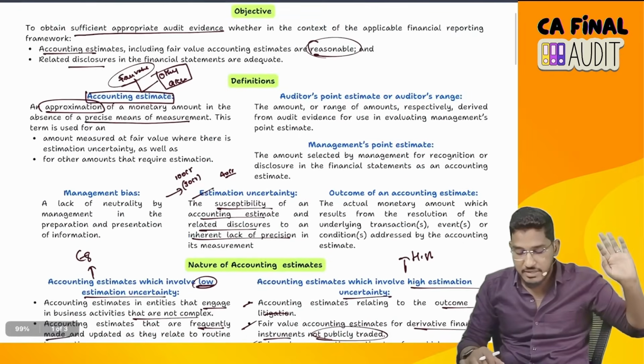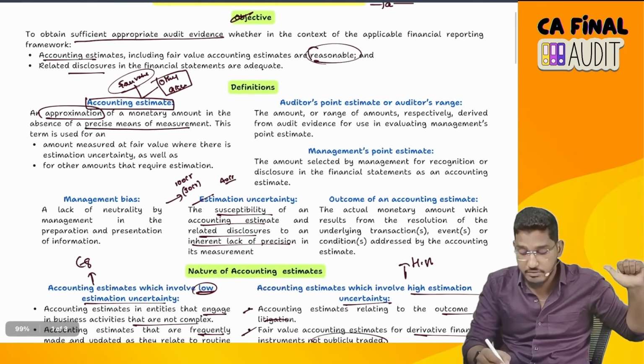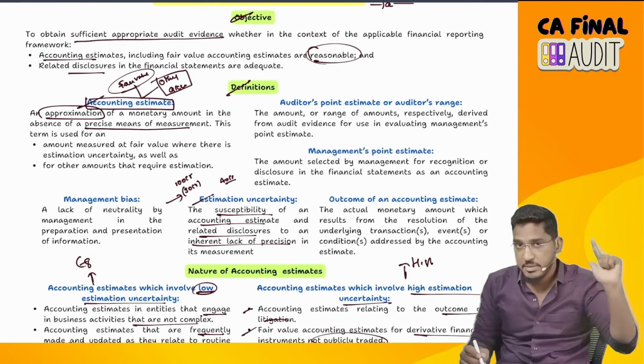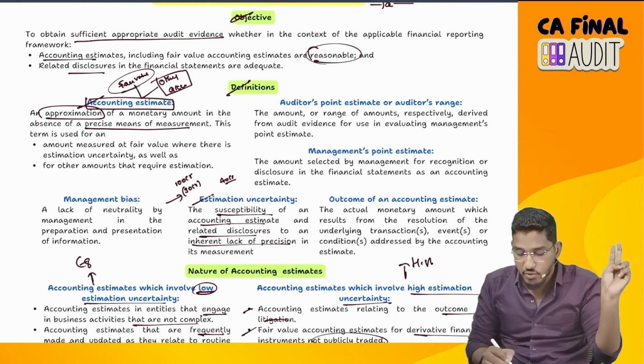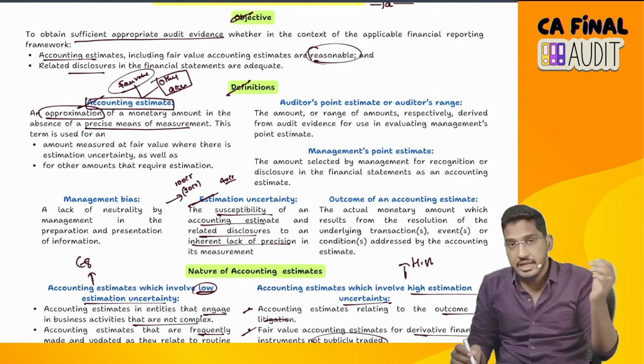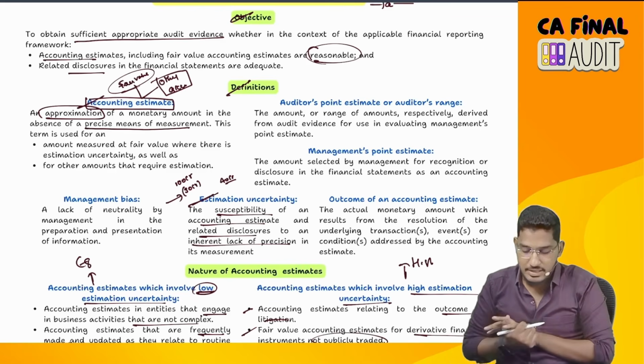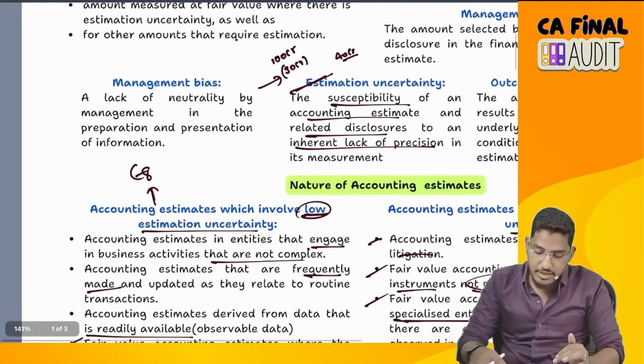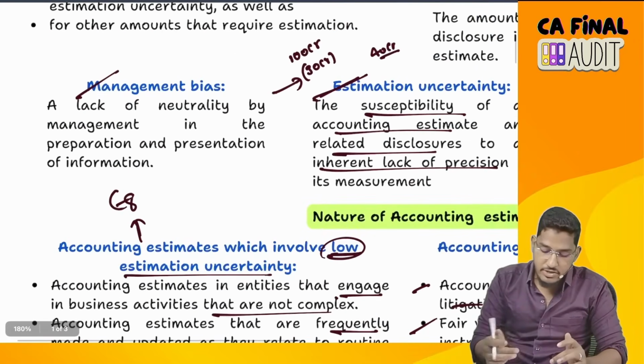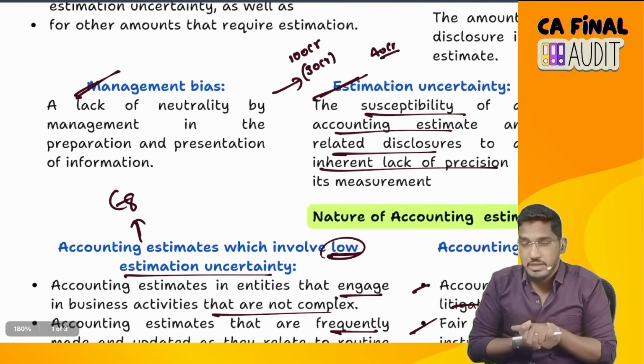Clear? So what we have revised in the standard till now: we have revised the objective, we have understood the definition of accounting estimate and different types of accounting estimates. We understood what is estimation uncertainty, and we have understood which transactions involve high estimation uncertainty and which involve low estimation uncertainty. Then there is something called management bias. If you come to the next point, there is something they are trying to say, management bias.